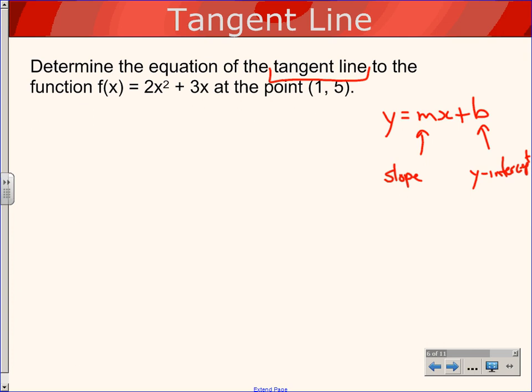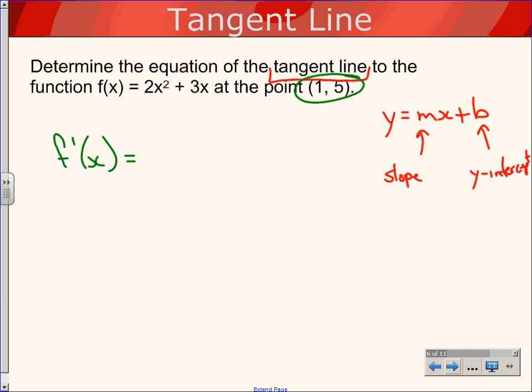In this case, we were given a point. So the point (1, 5) is there. That's huge. We needed that. The thing that we need to find is the slope. And the way we get the slope at that point is by finding the derivative. The derivative is specifically designed to give you the instantaneous rate of change, to give you the slope at a point. So we need to know the derivative. We need to know what f prime of x is.